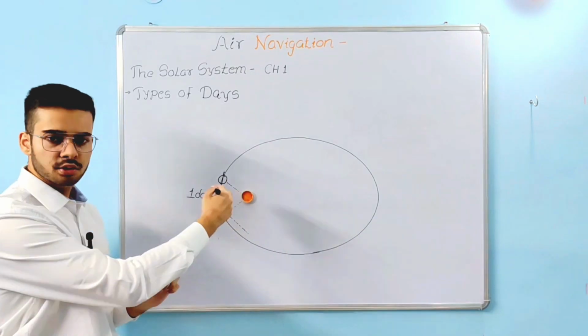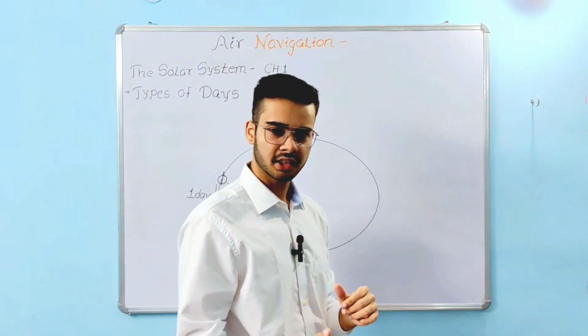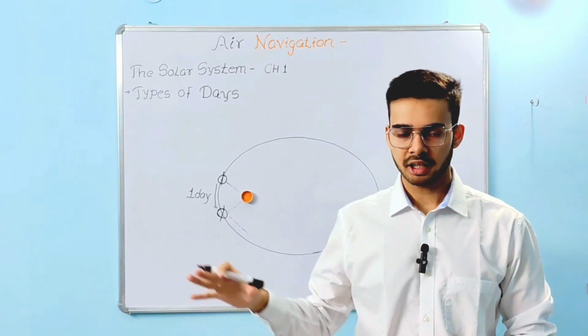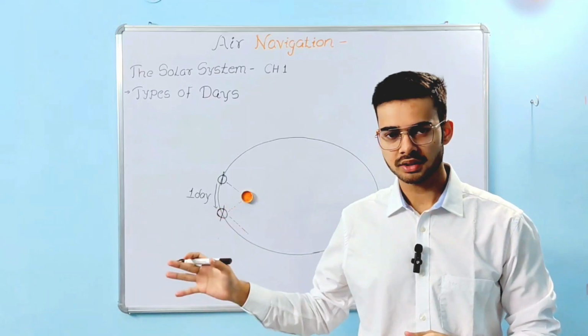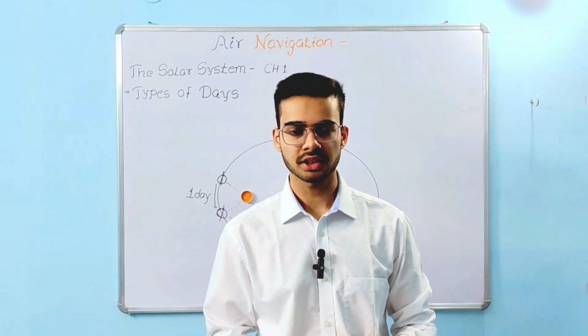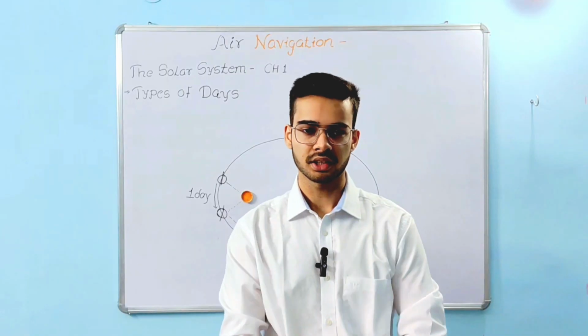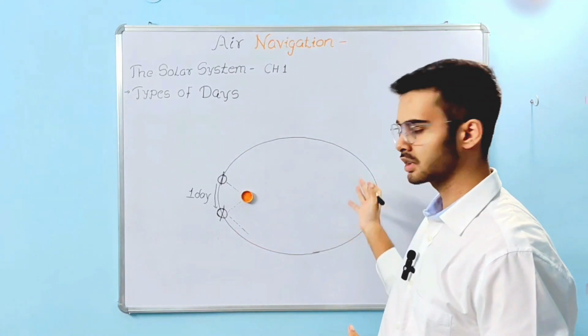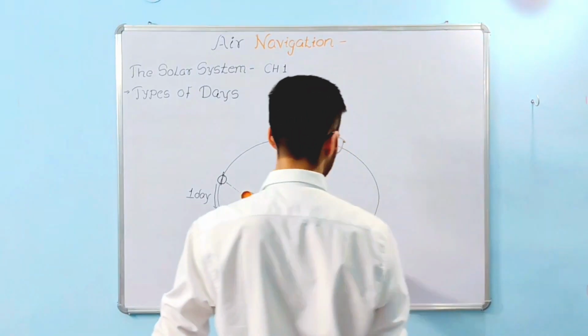So the extra rotation causes extra time, and that's why the apparent solar day is not a constant time interval. Like the apparent solar day is not equal to 24 hours every day. It varies depending upon where the Earth is. Let me give you another example.